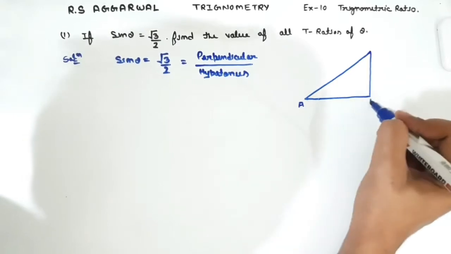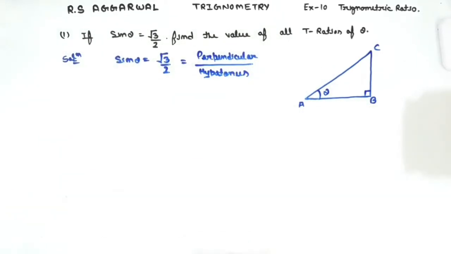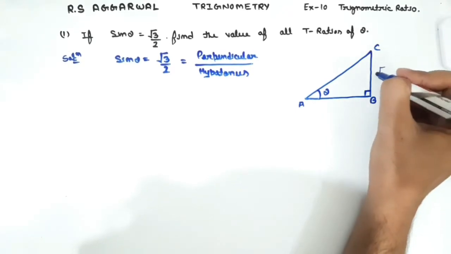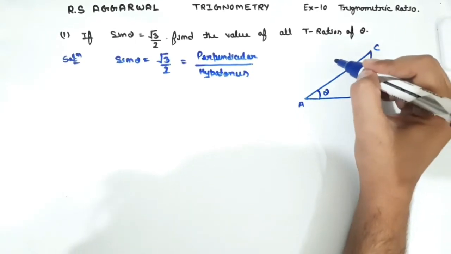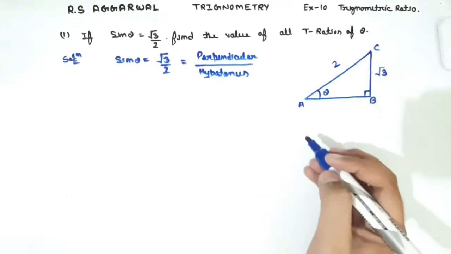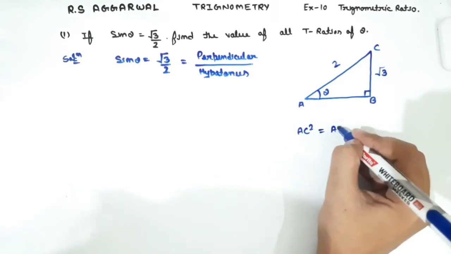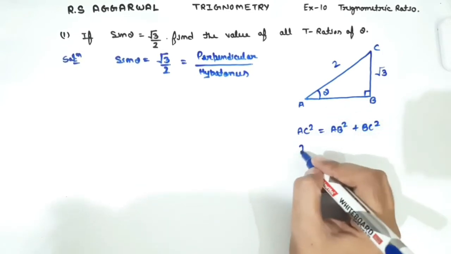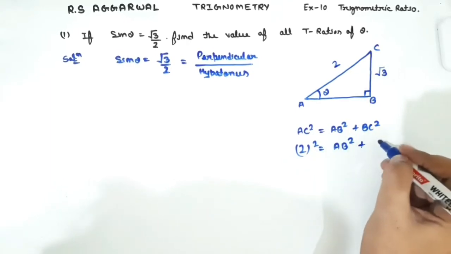This is A, B, C. Consider angle A as theta. So with respect to theta, our BC will be perpendicular, that is root 3, and AC will be our hypotenuse, that is 2. So AB is base. So we know that in right angle triangle, AC square will be equals to AB square plus BC square. So AC is 2. We have to find AB, and BC is root 3.